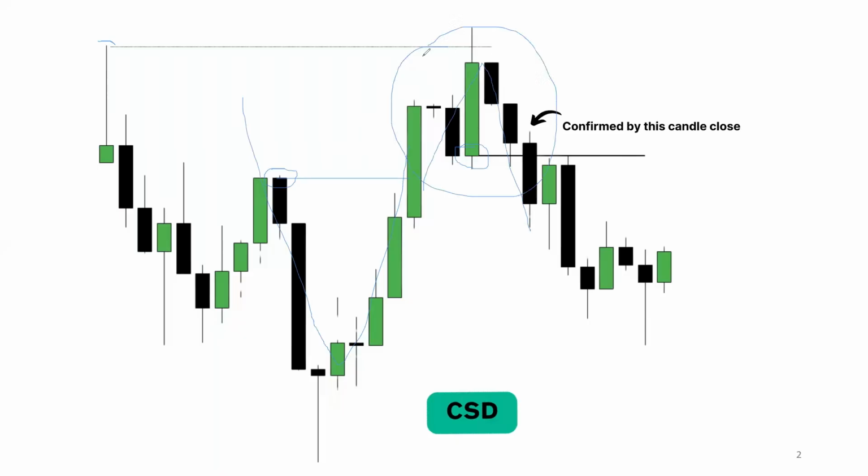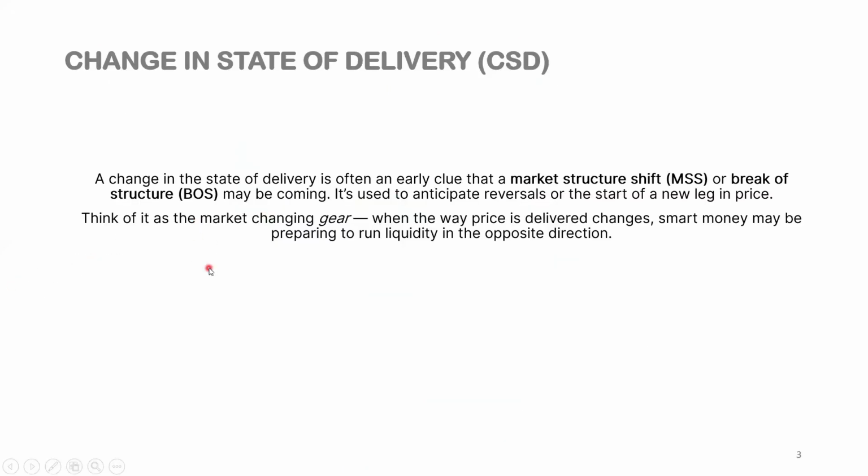All right, so how do we use this for entries? Let's get into that. A change in the state of delivery in price is often an early clue that a market shift or a break of structure may be coming. It's used to anticipate reversals or the start of a new leg in price. Think of it as the market changing gear.